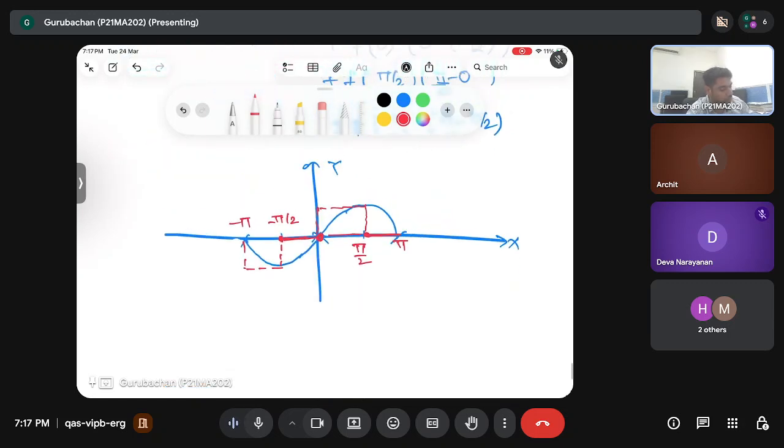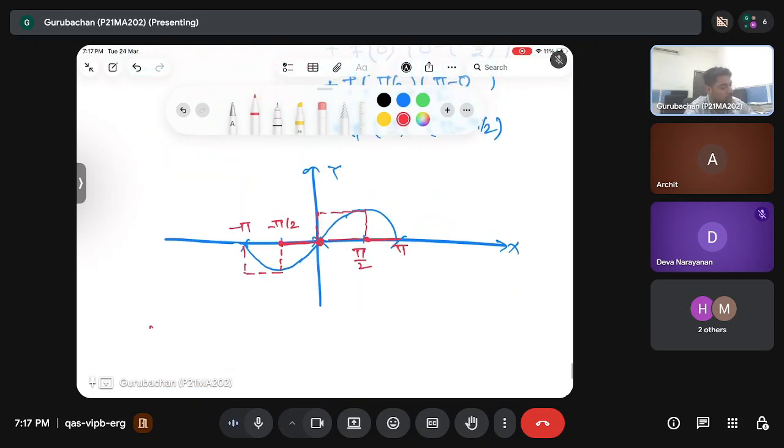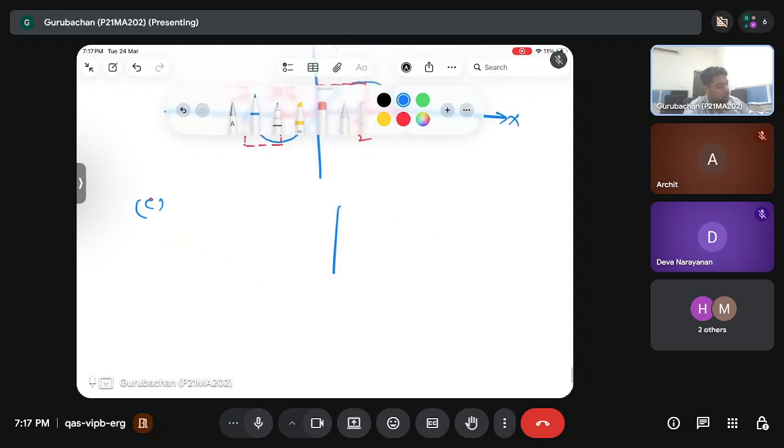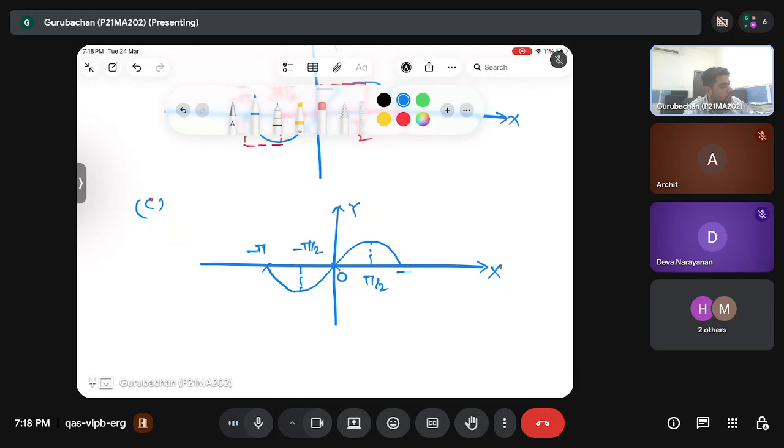Okay. Now in the last one, I will not write the sum explicitly. We will directly draw it. Let's see how much we have learned. So first of all, draw the graph of sin x. Now let us write the points. Minus pi, this will be minus pi by 2, this will be 0, this will be pi by 2, and this will be pi.